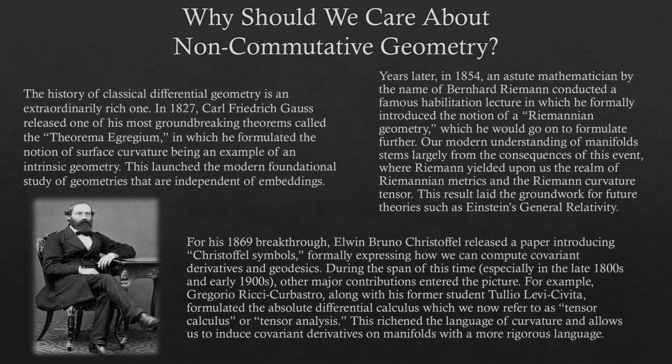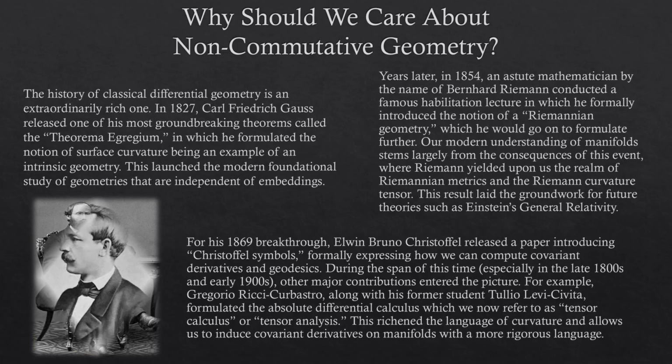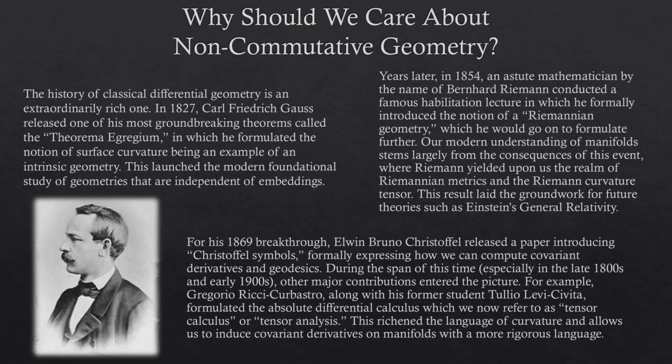For his 1869 breakthrough, Elwin Bruno Christoffel released a paper introducing Christoffel symbols, formally expressing how we can compute covariant derivatives and geodesics. During the span of this time, especially in the late 1800s and early 1900s, other major contributions entered the picture. For example, Gregorio Ricci-Curbastro, along with his former student Tullio Levi-Civita, formulated the absolute differential calculus we now refer to as tensor calculus or tensor analysis. This enriched the language of curvature and allows us to induce covariant derivatives on manifolds with a more rigorous language.